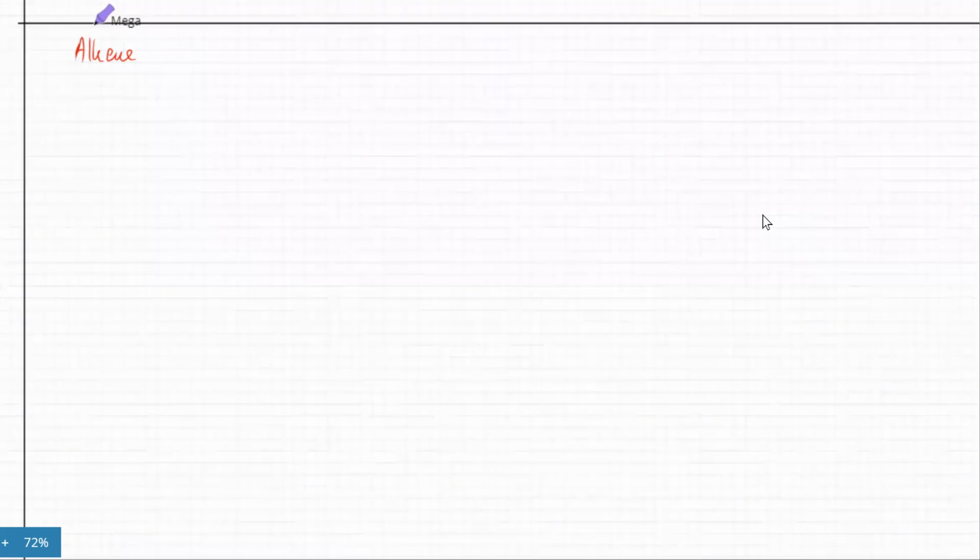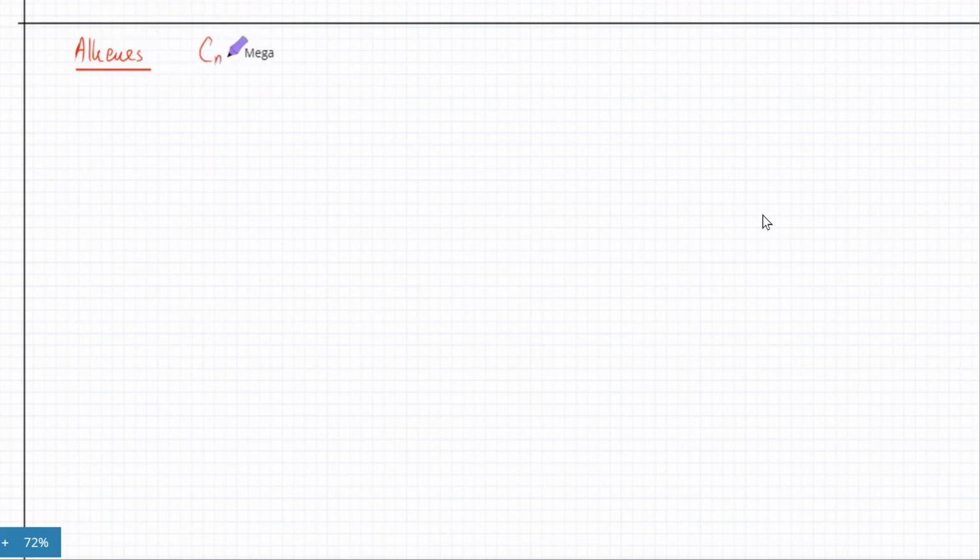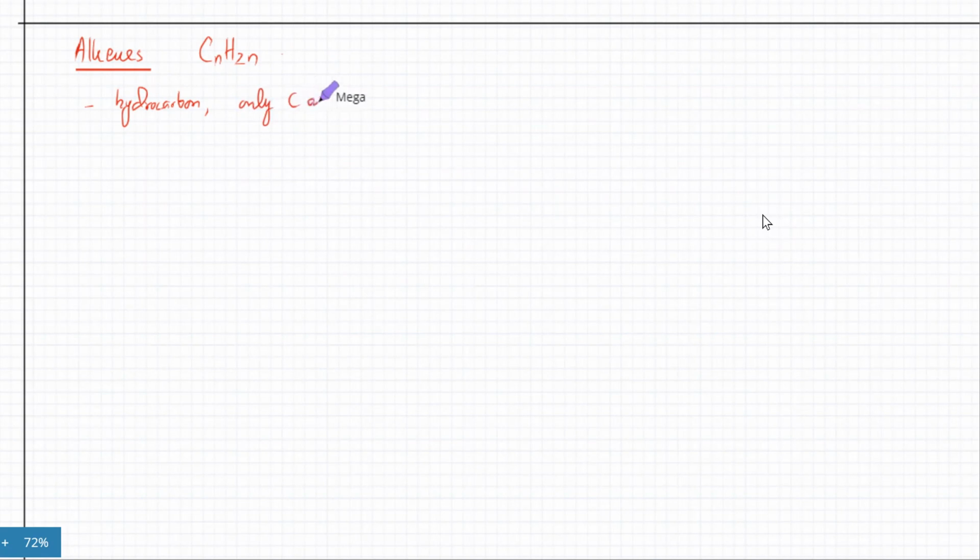So alkenes now. I'm going to write the general formula first. It's CnH2n. And what is an alkene? An alkene is very similar to what an alkane is, except that it is a hydrocarbon, which means that it only contains carbon and hydrogen atoms. And the other thing is that they are unsaturated molecules.